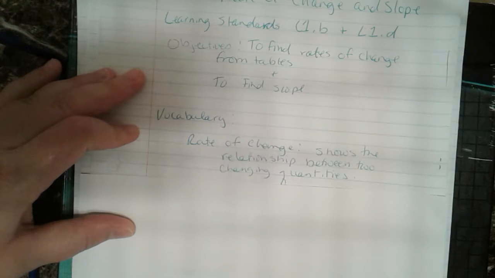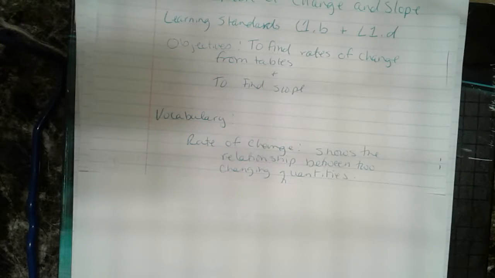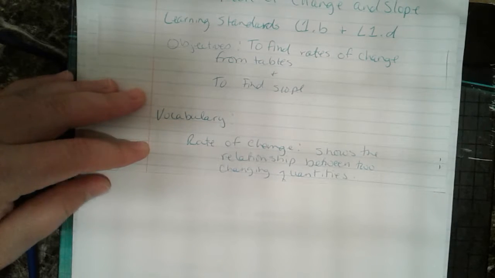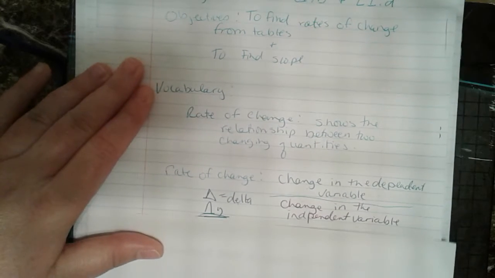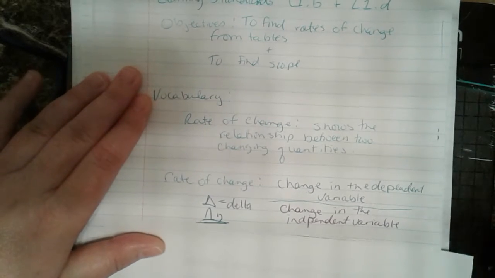Even with your driving, miles per hour, you can see the rate of change, going from, I don't know, the high school to Square Deals for an ice cream. You can see the rate of change, the time it takes you to get there, miles per hour. Okay. Rate of change is change in the dependent variable over the change in the independent variable.